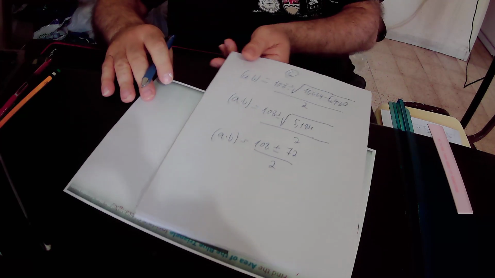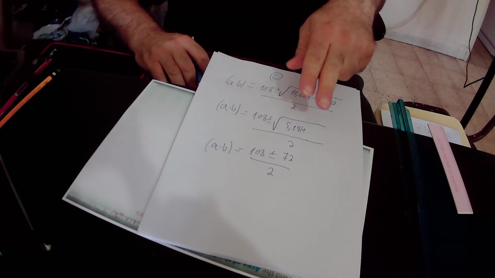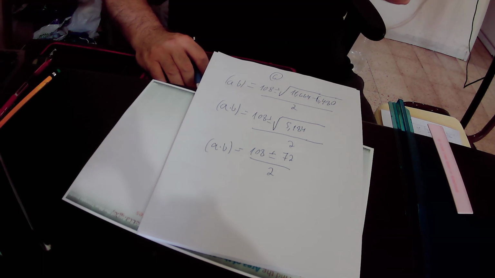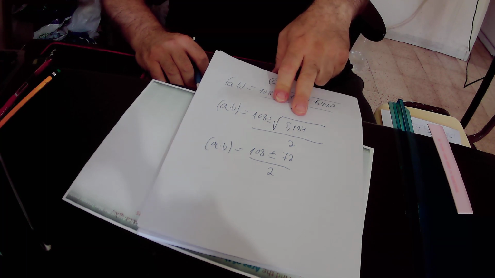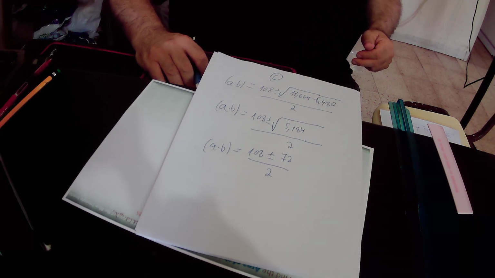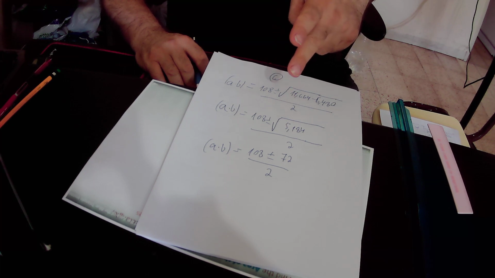So as you can see here, we have 108 plus 72 divided by 2 and 108 minus 72 divided by 2. So we will have two different solutions for a times b, that is to say for the area of the rectangle. And here the root of 5,184 equals 72. So the first solution will be 108 plus 72, and then we will do the second solution, that is 108 minus 72. So we'll start with the first solution.